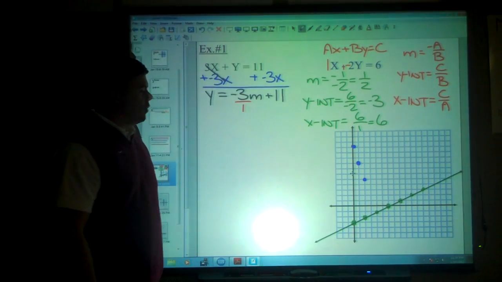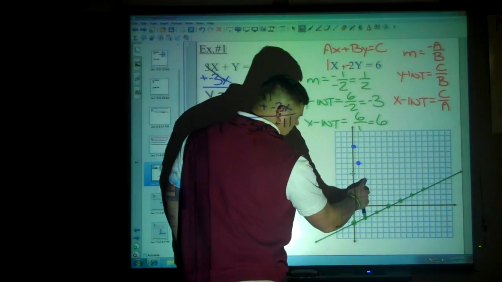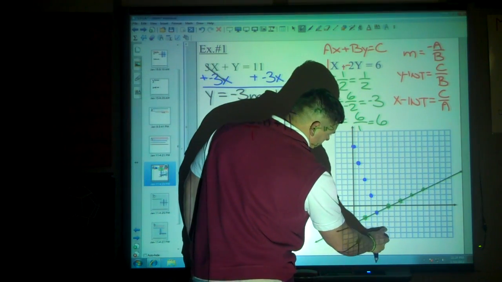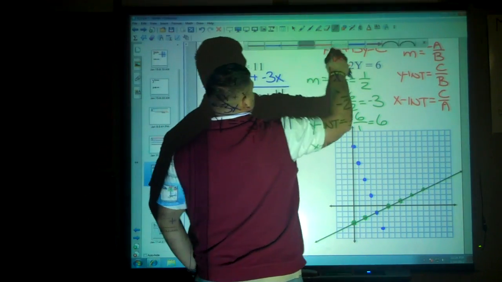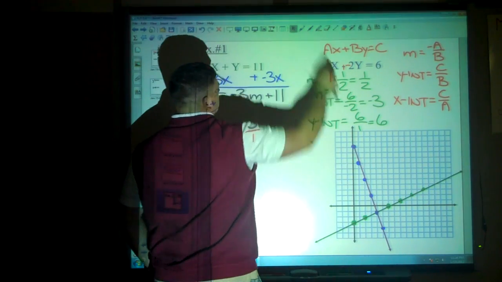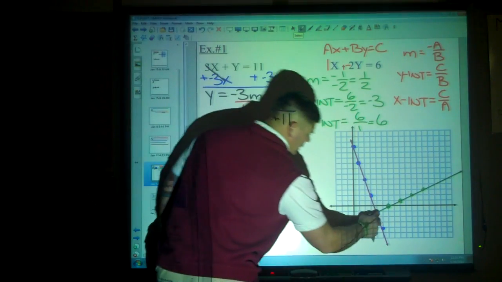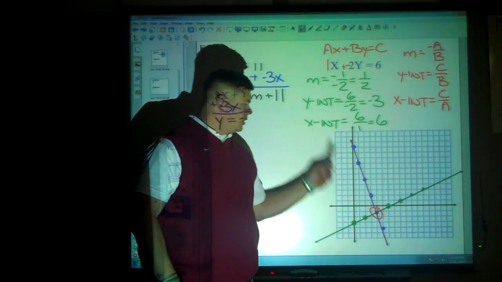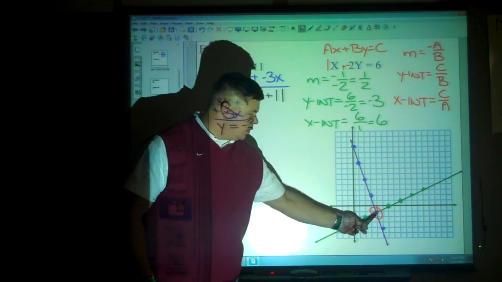Now that's enough for me to make a graph, but since I've already got it here and I can keep it going, I'm actually going to keep going down 3 and right 1. And I think that it's pretty easy to see where they cross. And where they cross is the one answer that both of those graphs have in common. These are all answers to the left equation. These are all answers to the right equation. That's the only one they share.